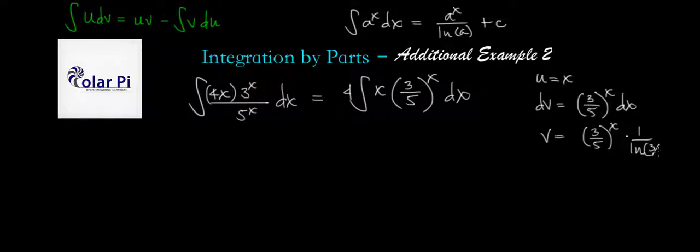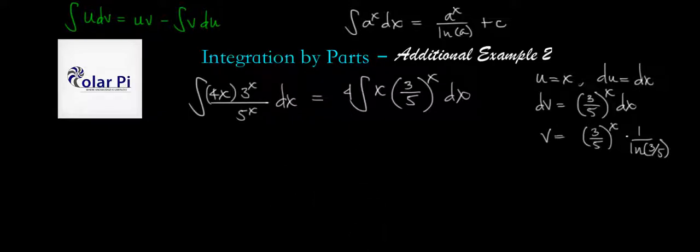3 over 5. I chose this as opposed to dividing by the natural log of a, and a in our case is 3 over 5, because this is our a to the x. I'm probably over explaining, but it's better to write it this way than to have a denominator on the bottom of this. All we have left is to figure out what du is, and du is equal to dx.